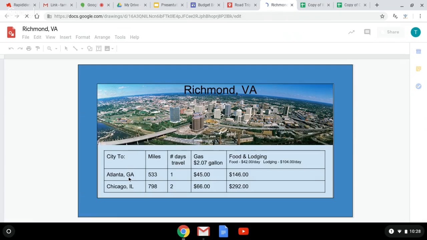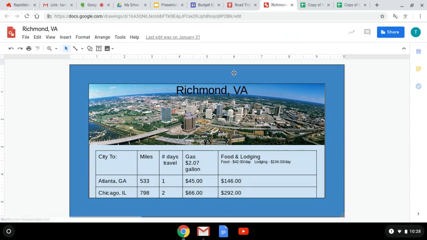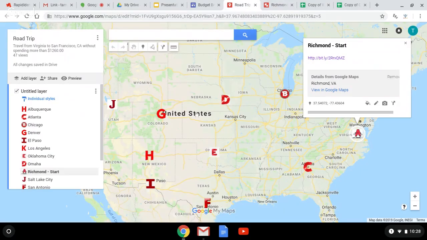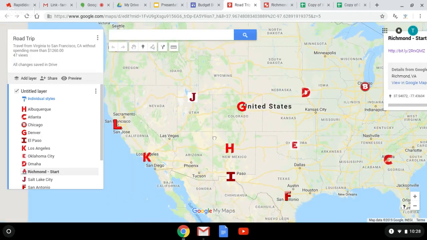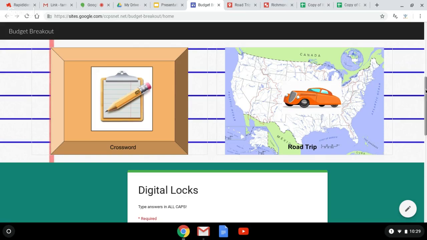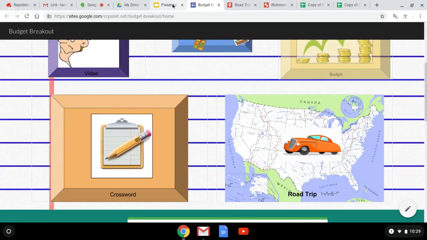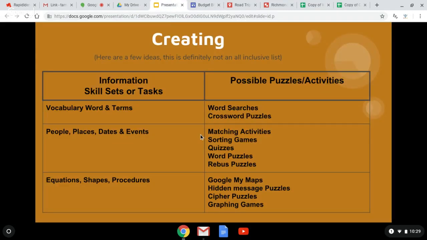In this case, they can go from Atlanta or to Chicago, and this is the amount of money they would spend. So they're going to look at the various cities along the routes and decide which route they need to take to get to San Francisco over here. They'll take the letters from those cities and again put it into their digital lock. Just another idea for activity to use. There are so many that you could do. It's all the information that you want to present and how you want to have the students do it.